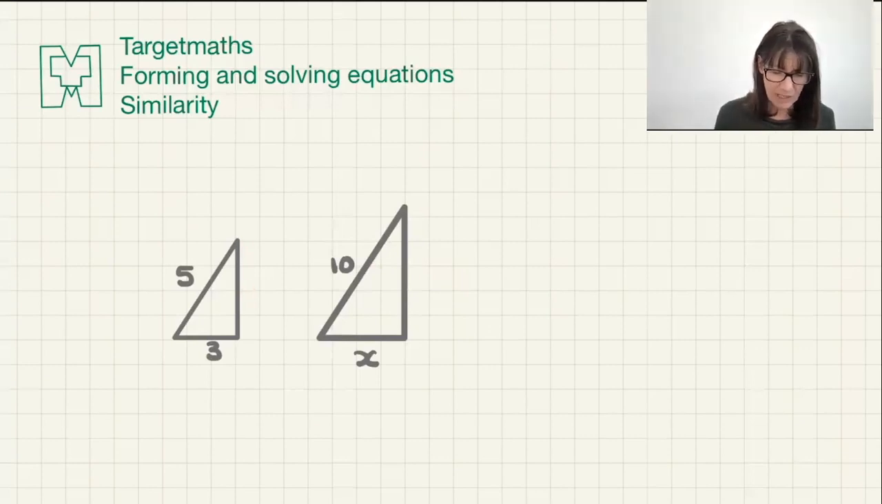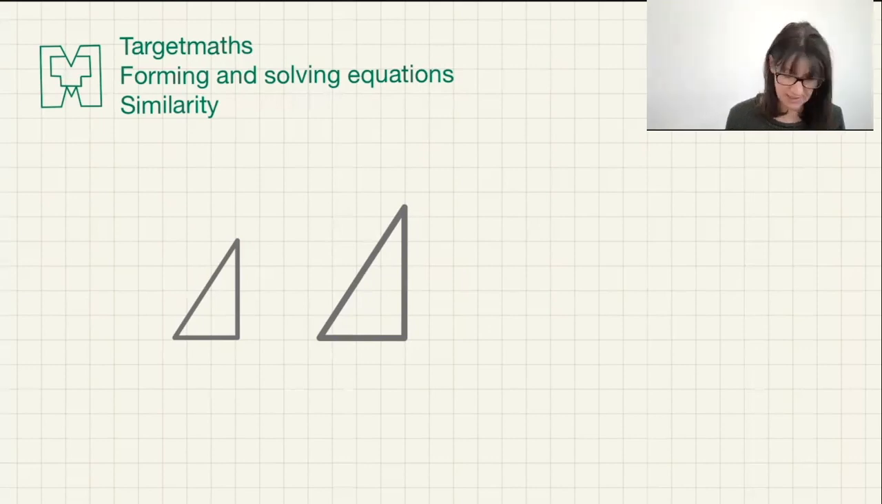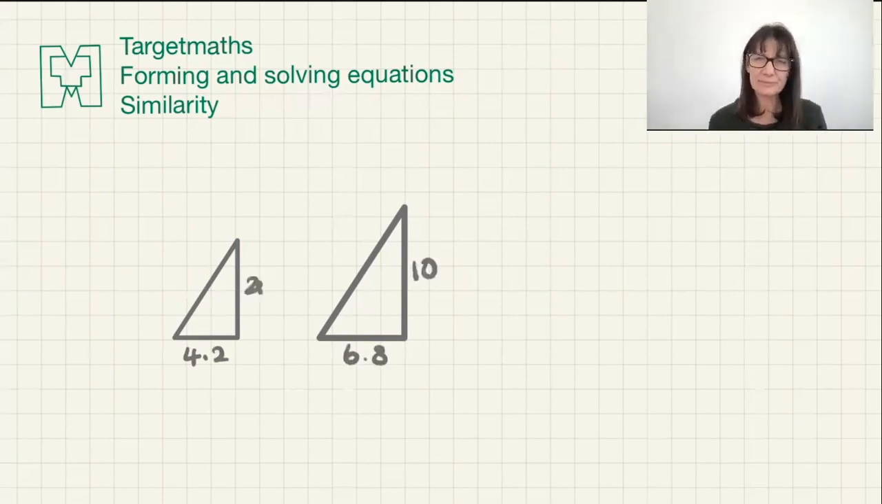Okay. Now, when you can see it, you can see it. You just crack on and do it, don't you? But when you can't see it, then you have to have your own way of going about it. So let's just clean this up and put some different numbers on so that they're not as obvious to see. So if I have 4.2, 6.8, and let's say 10 here, and I was asking for this missing edge. Again, there is a way to approach this. Most people can just see it intuitively, crack on with it without having to think too hard.